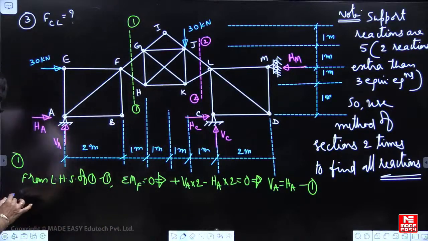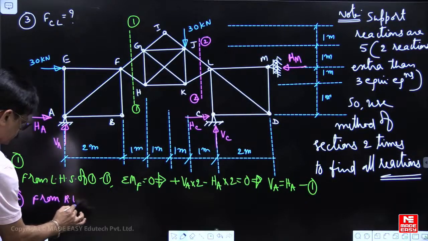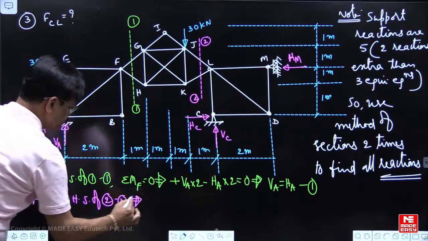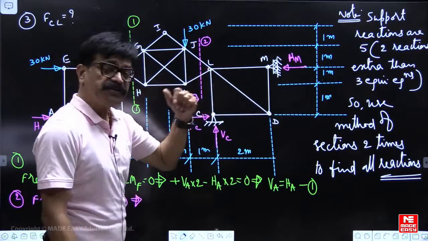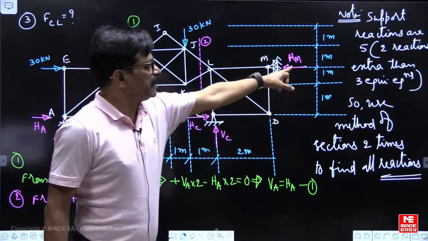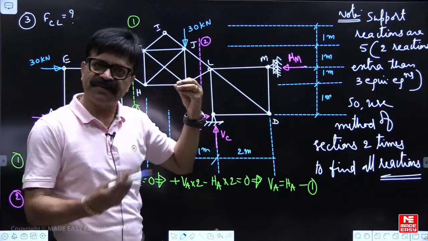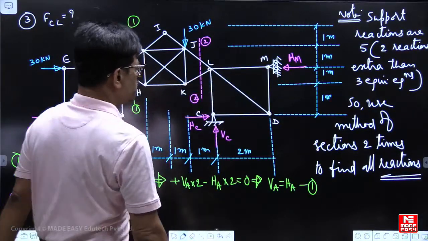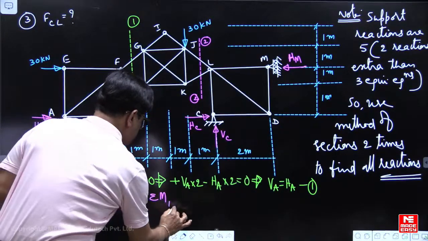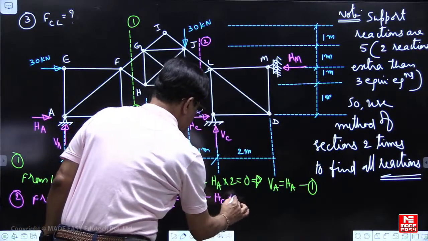So second one, from RHS of 2 2, which equation of equilibrium is better, so that most of the unknowns will get lost. HM is passing through L, VC is passing through L. They give 0 moment about L, our headache is gone. So HC into 2 we will get. Take moments of all forces about L is equal to 0. So you will get minus HC into 2.